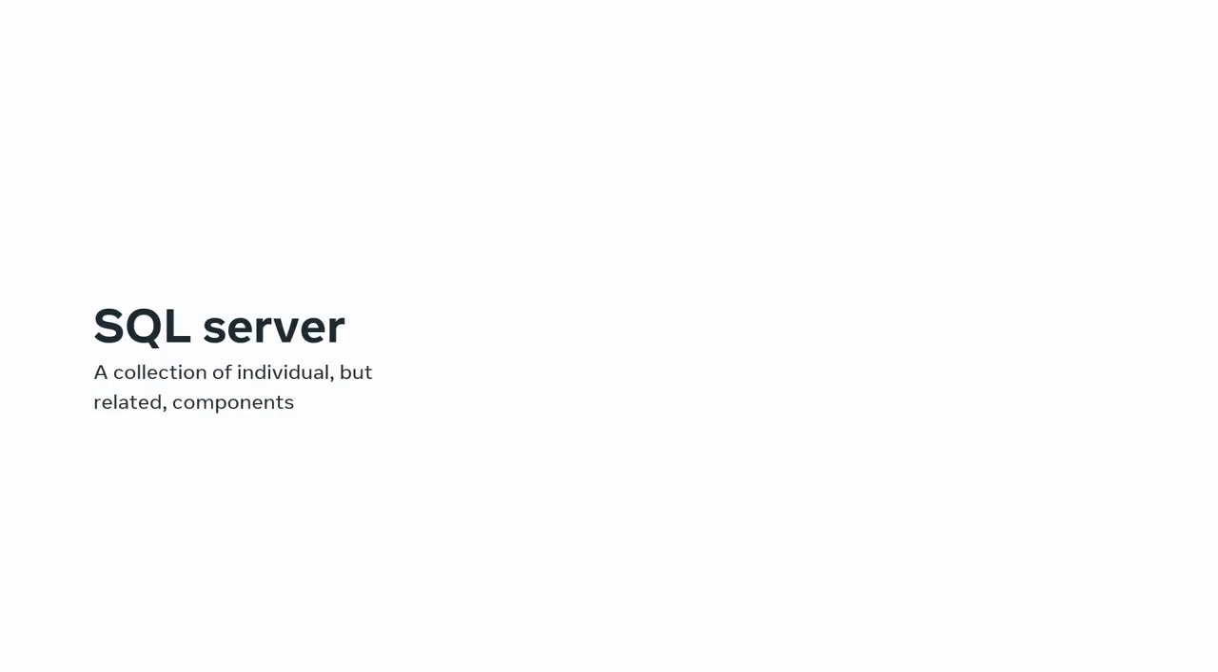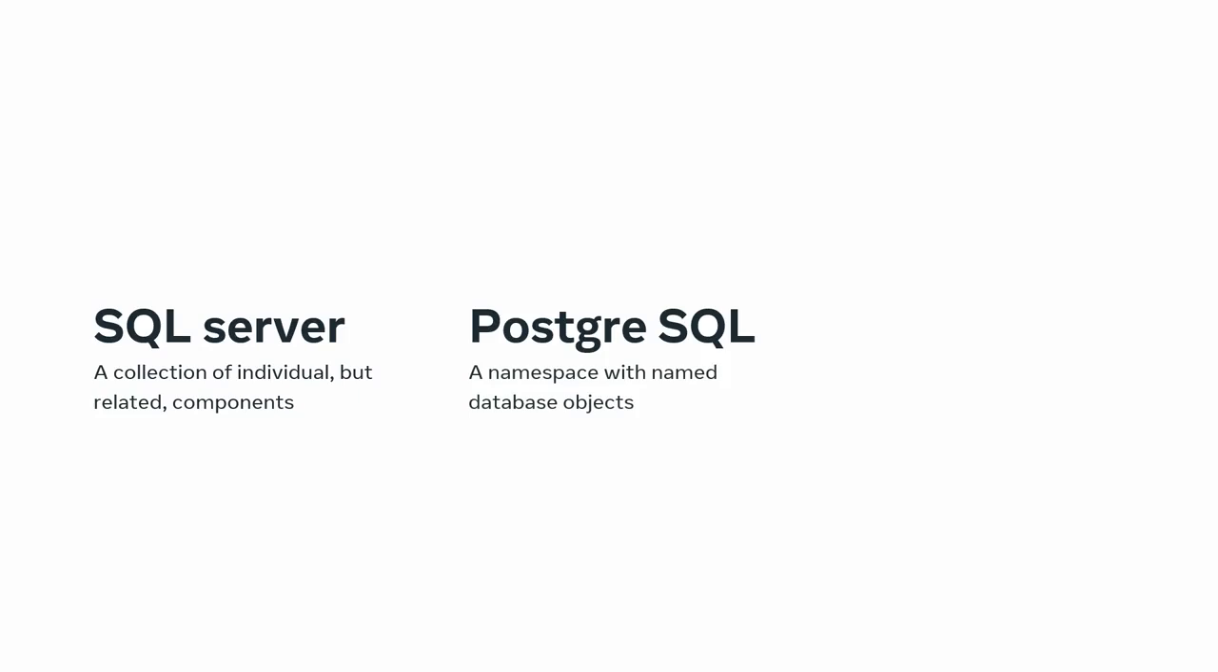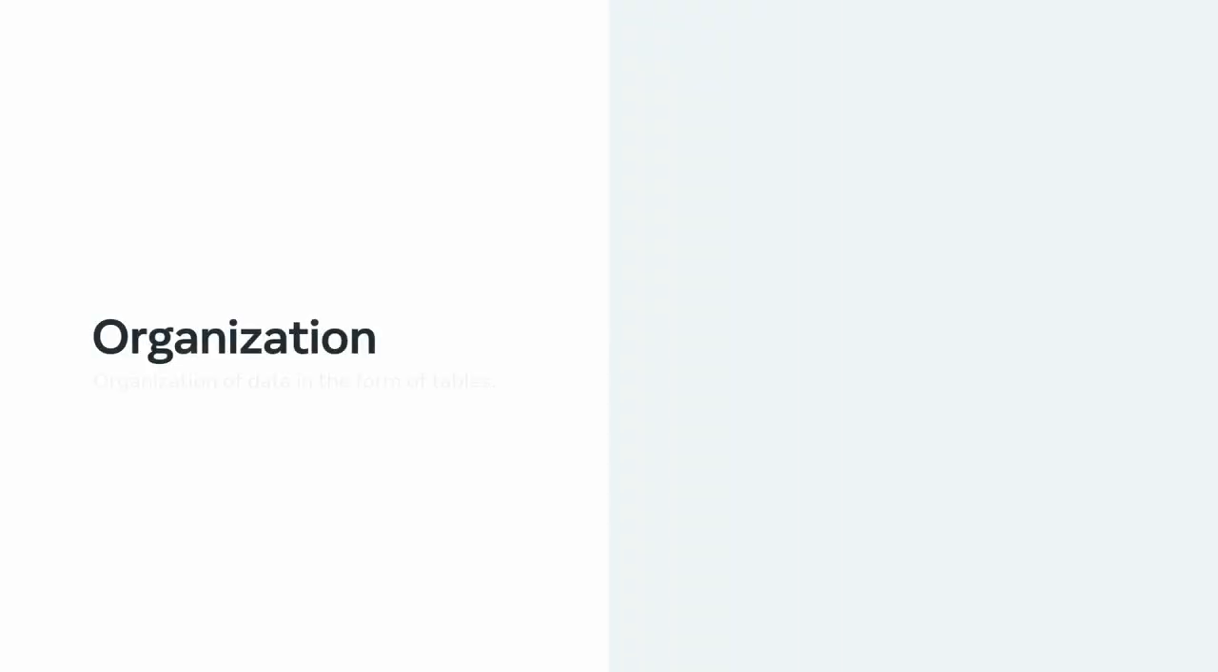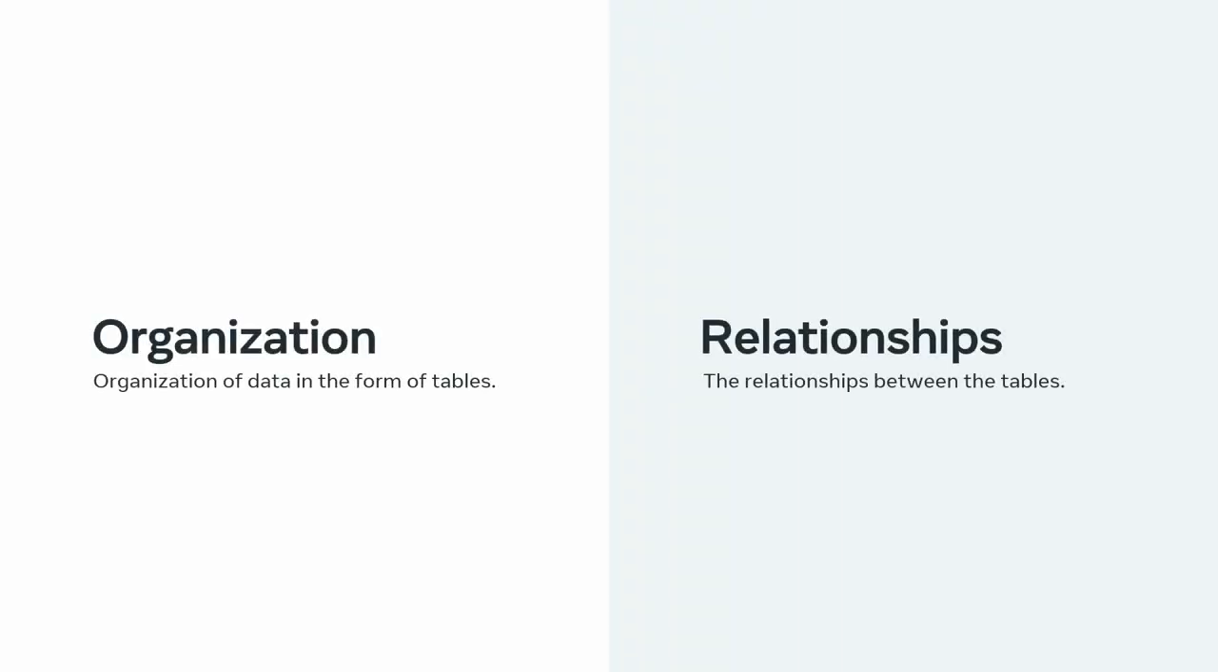But schema is defined in different ways across different database systems. In a SQL Server, a database schema is a collection of different components like tables, fields, data types, and keys. In PostgreSQL, a database schema is a namespace with named database objects like views, indexes, and functions. An Oracle schema system assigns a single schema to each user. Oracle even names each schema after its respective user. But no matter which type of database you encounter, the two most important concepts you need to understand when working with schemas remain the same: organization of data in the form of tables, and the relationships between the tables.